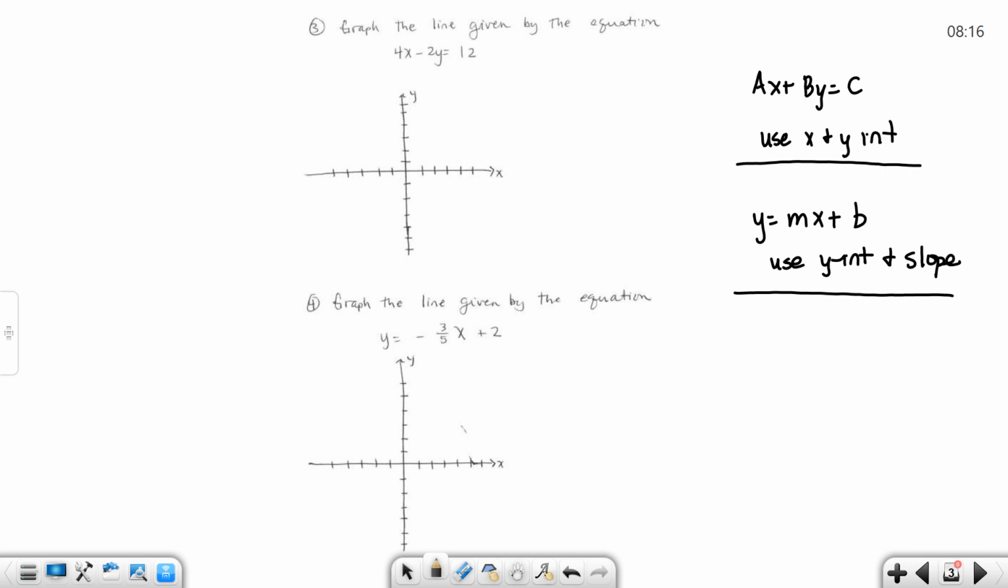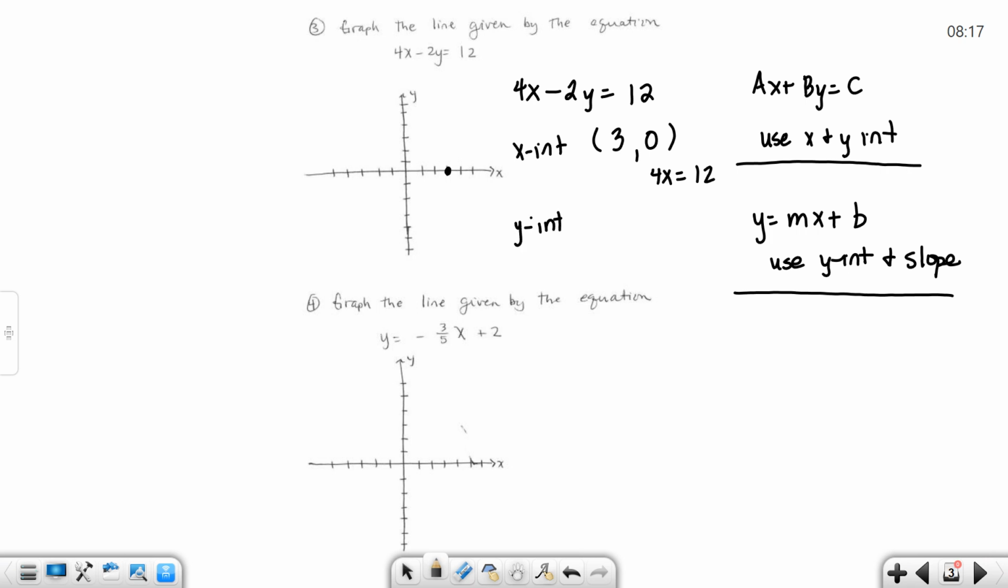So in number 3, it looks like the ax plus by equals c. The x and y parts are on one side with a constant on the other. So we can quickly find the x-intercept by plugging 0 in for y. When we plug 0 in for y, the y term goes away, leaving us with 4x equals 12. Dividing both sides by 4, we get x equals 3. So our x-intercept is the point (3, 0).